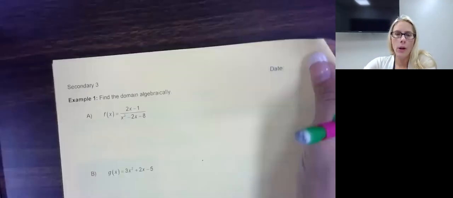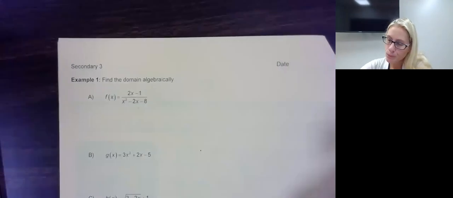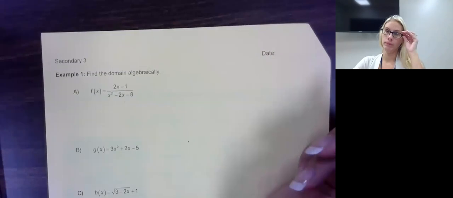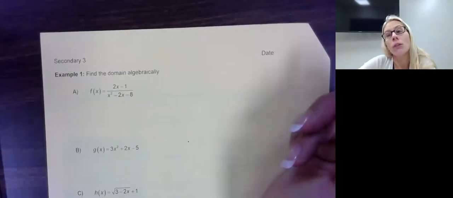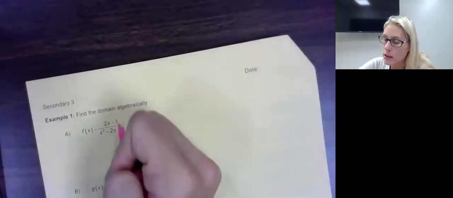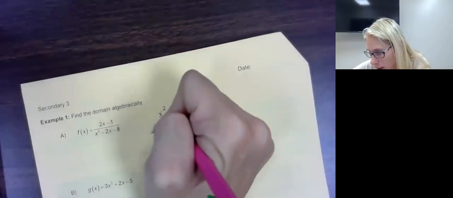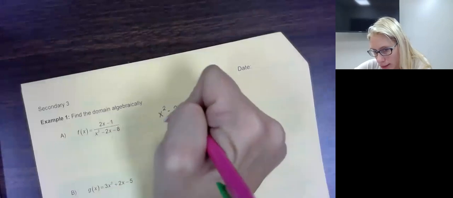Okay, let's see what examples we can do on our own here. So, A, we have this function. Is there an issue with this function? Yes, there is. It's rational. So we need to focus on the denominator because we know the denominator cannot equal 0.